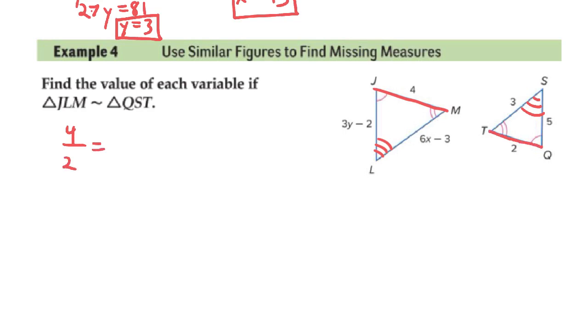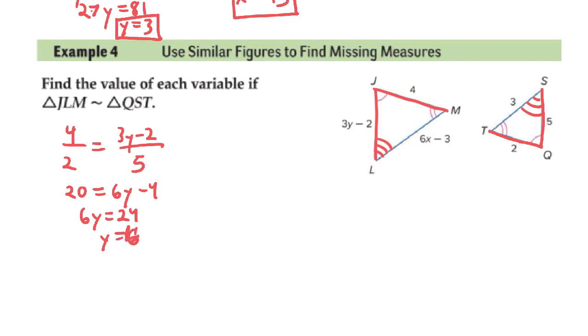So 4 is to 2 as, now let's just try the next one. JL is 3y minus 2, and that's single to triple. Single to triple is 5. All right, so as long as you keep your corresponding sides correct, this should work out. We get 4 times 5 is 20. 2 times (3y minus 2) will be 6y minus 4. So you get 6y is equal to 24, or y is equal to 4.